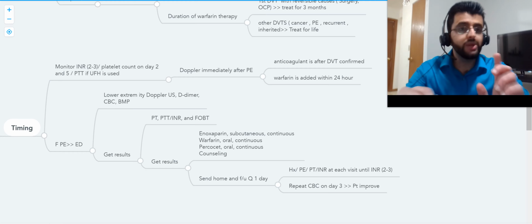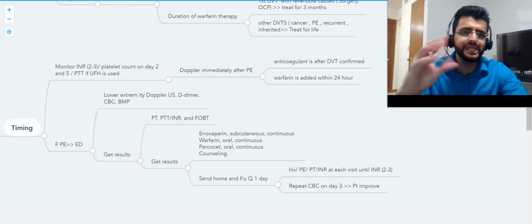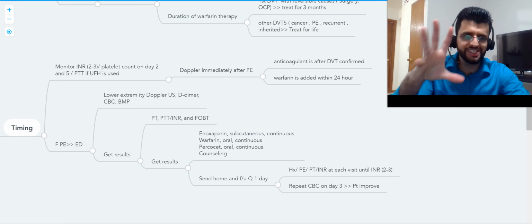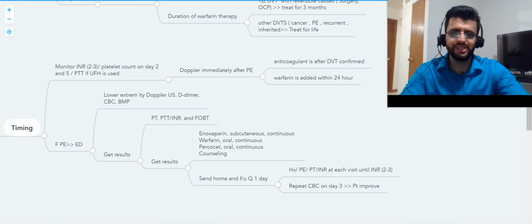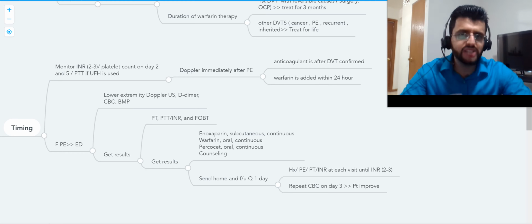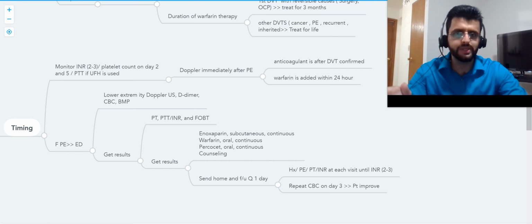But what do you have to do before unfractionated heparin? You have to do the PTT. PTT before the unfractionated heparin. This is important. So there are timing and monitoring. Timing is very important. We'll repeat it one more time.